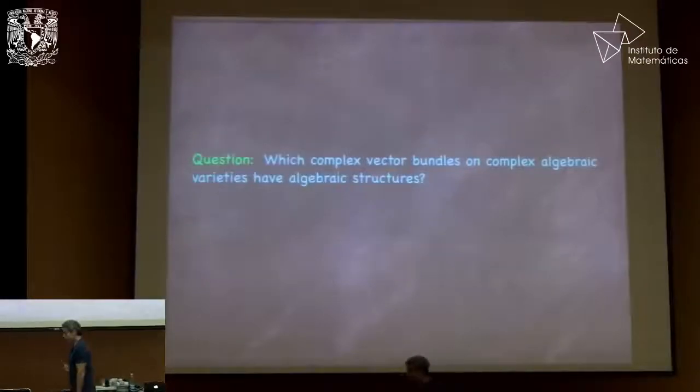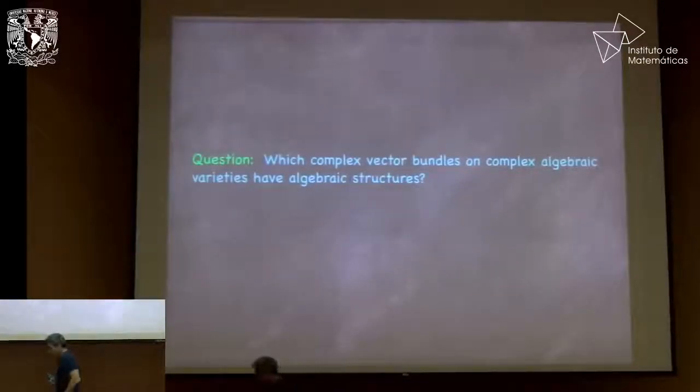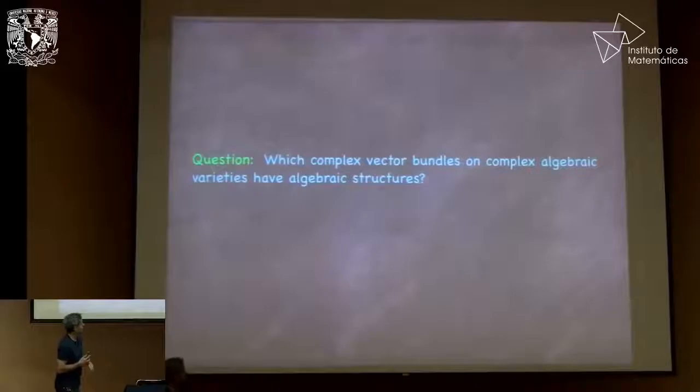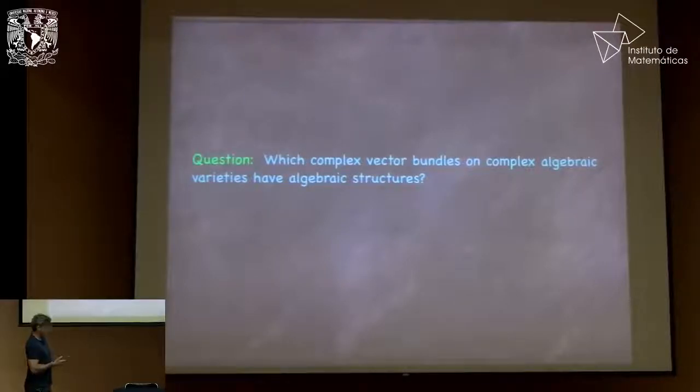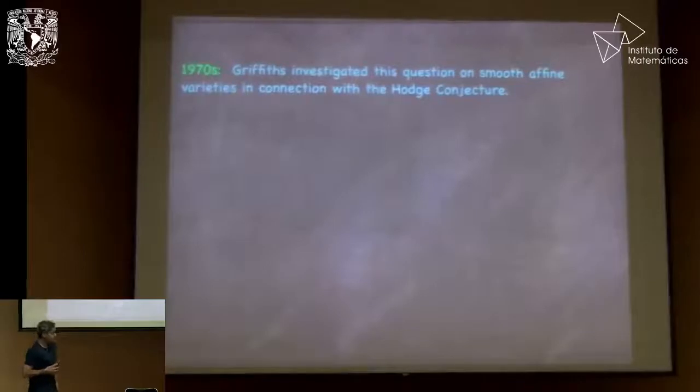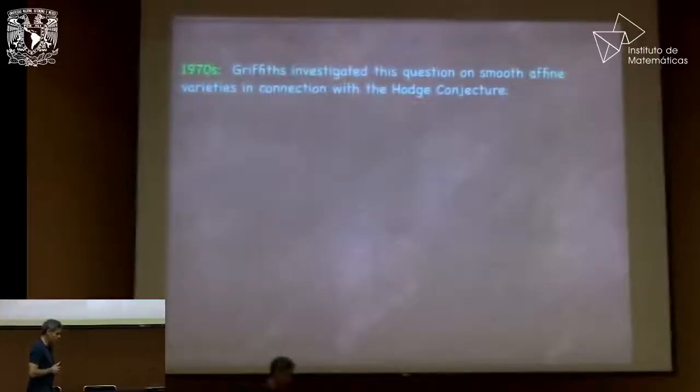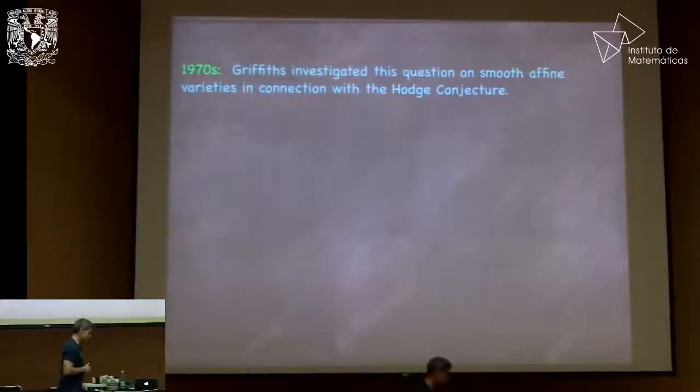And the question I want to talk about is which complex vector bundles on a space have algebraic structures, so on a complex algebraic variety. So this is a problem. This is far from being solved. It's a very difficult problem, and it's quite an interesting problem. So it was investigated intensely in the 70s, both by algebraic geometers and by analysts.